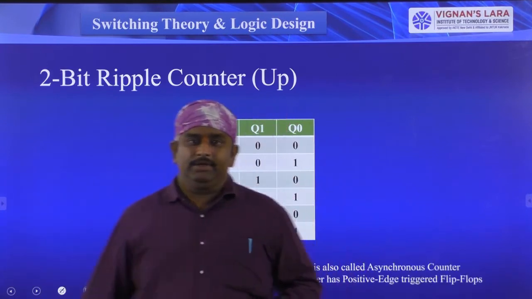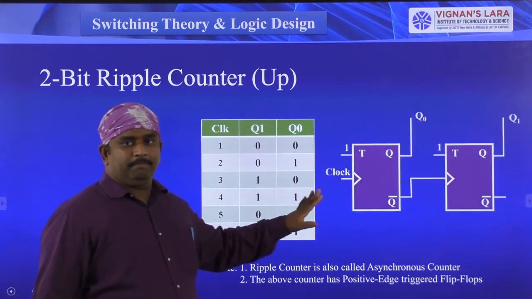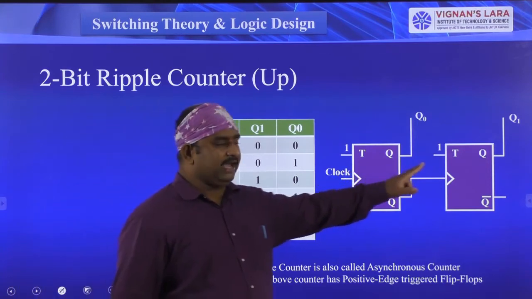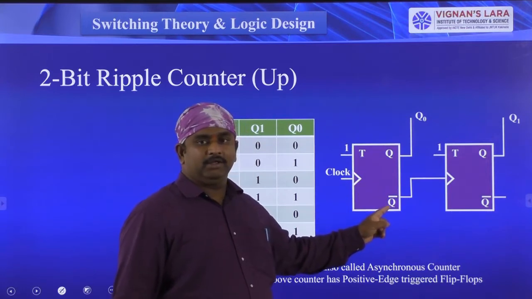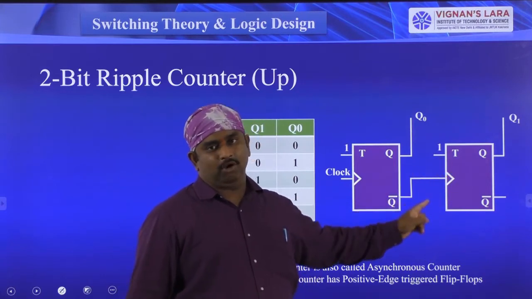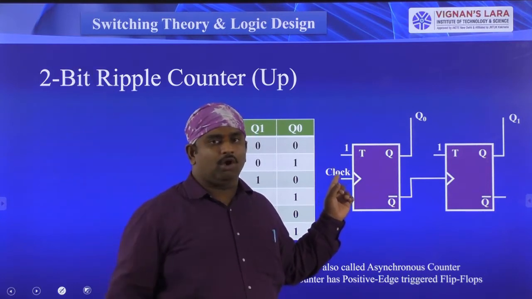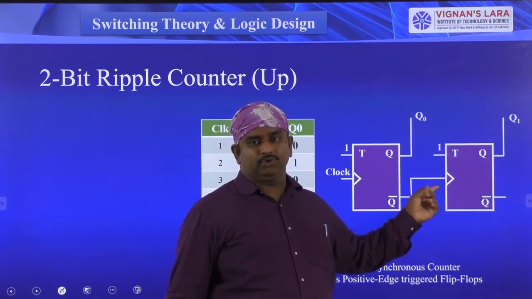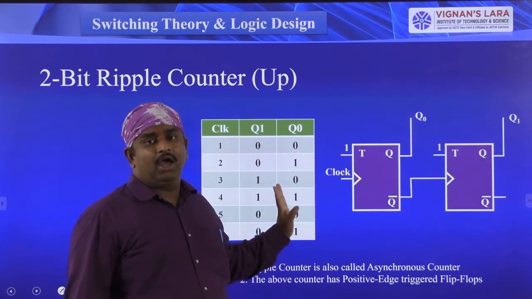Next, see here, this is a basic 2-bit counter diagram where the T flip-flops are connected together, but the first flip-flop's complemented output is connected to the second flip-flop's clock signal. So the first flip-flop's clock signal I have connected directly to the clock signal, but the second flip-flop's clock signal I am connecting to the first flip-flop's complemented output. Then it behaves as an up counter.